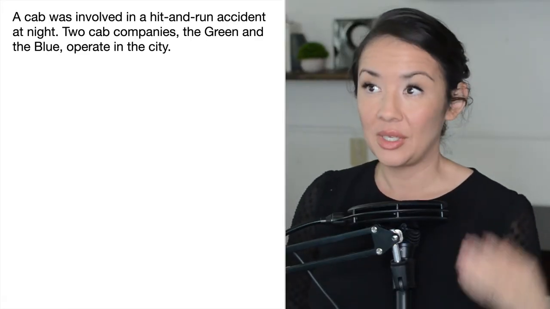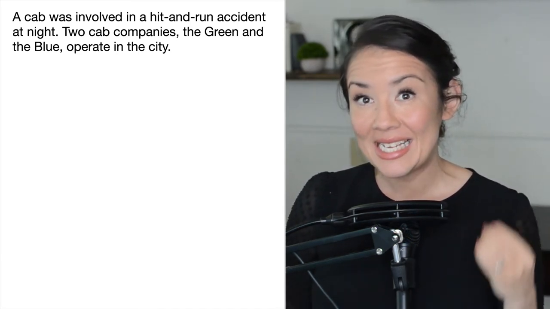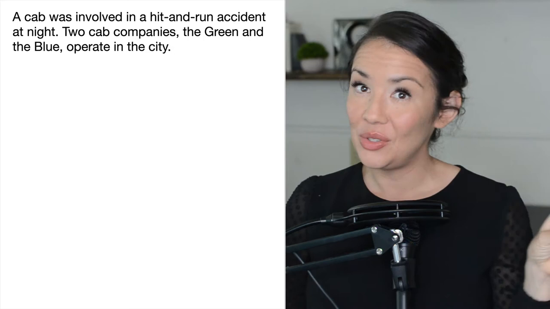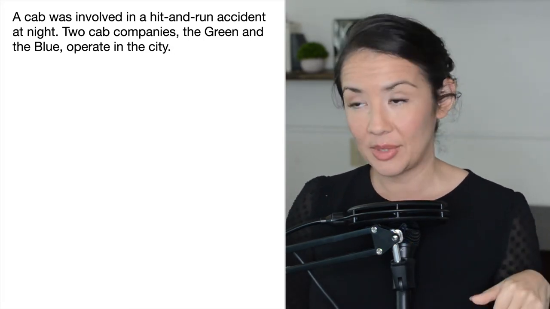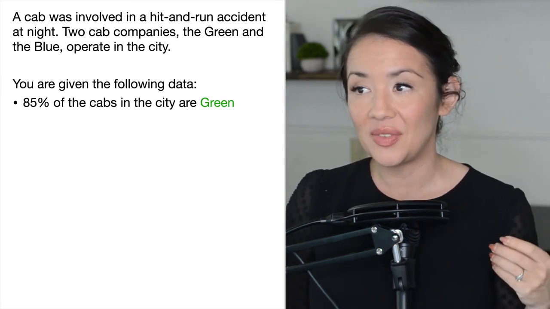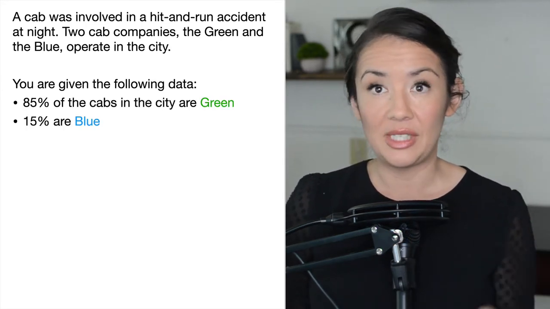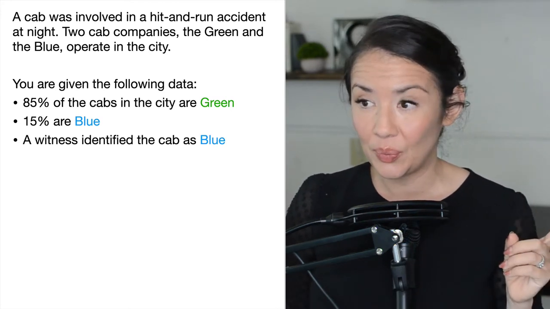Start with a scenario. Here we have a situation where a cab was involved in a hit and run accident, and there are two cab companies in the city. One has green cabs and the other one has blue cabs. You're given this additional information. 85% of the cabs in the city are green, 15% are blue. A witness identified the cab as blue.